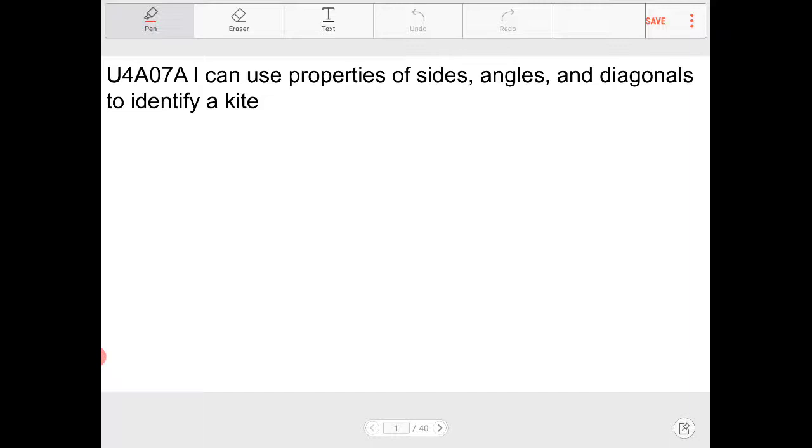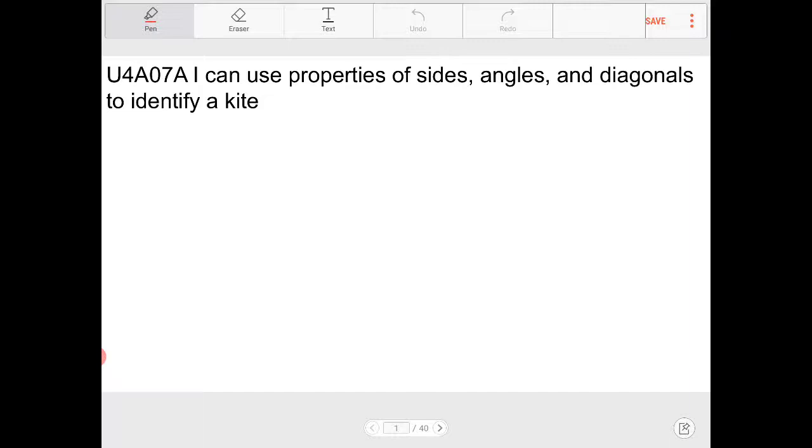Then following parallelograms, we talked about rectangles. Following rectangles, rhombuses, and squares. And in the last lesson, we talked about trapezoids. In this lesson, we are going to be talking about kites. So what exactly makes a quadrilateral a kite?